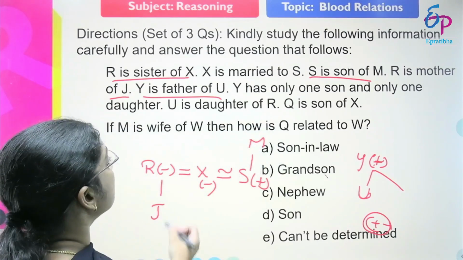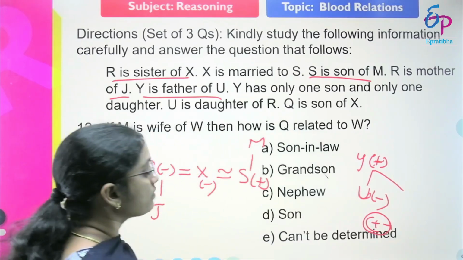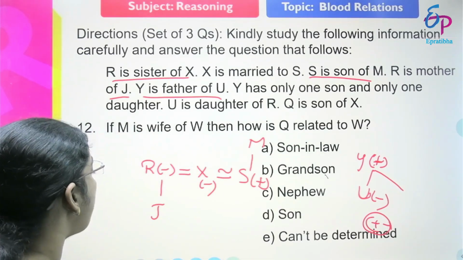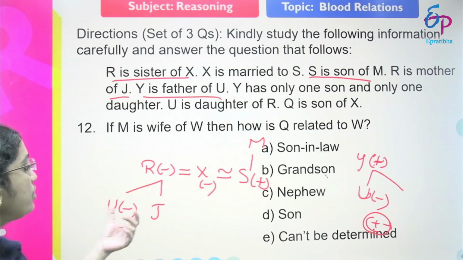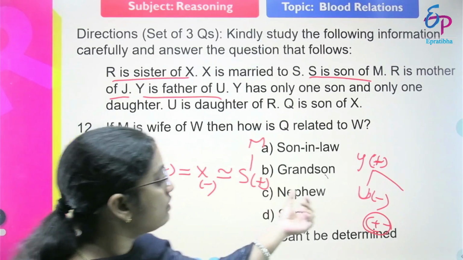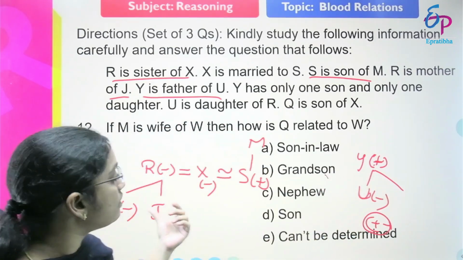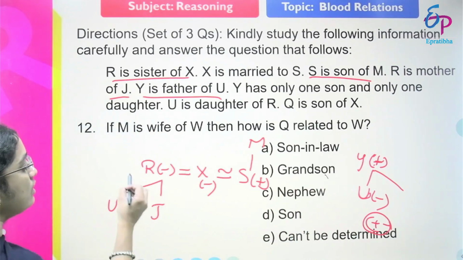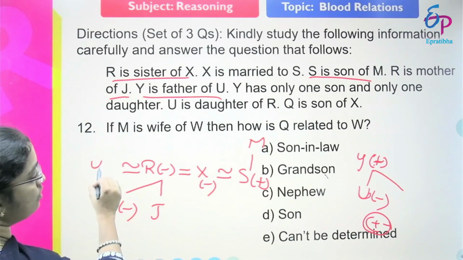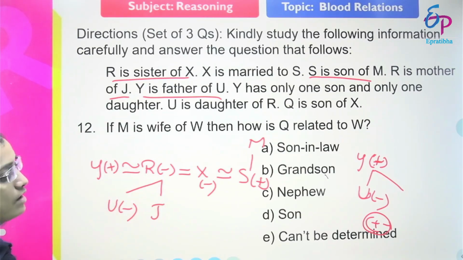The next one: U is daughter of R. Here they mention U's gender, U is daughter, and U is daughter of R. Here U is also daughter of Y. U is daughter of R and daughter of Y, which means definitely we have 2 parents, both mother and father. So Y is father and R is mother. That means Y and R are a couple.